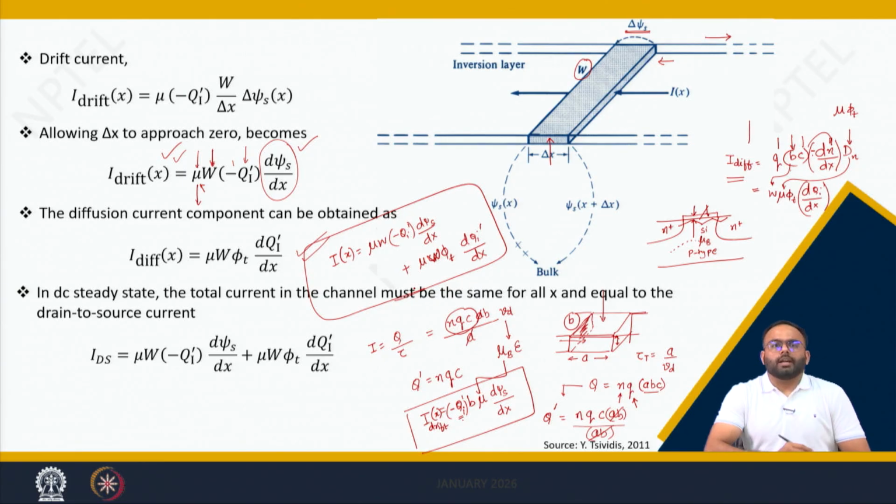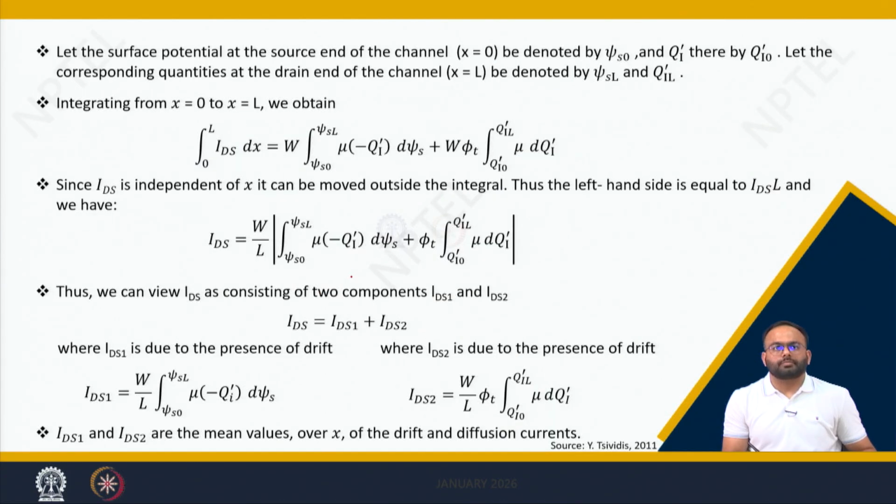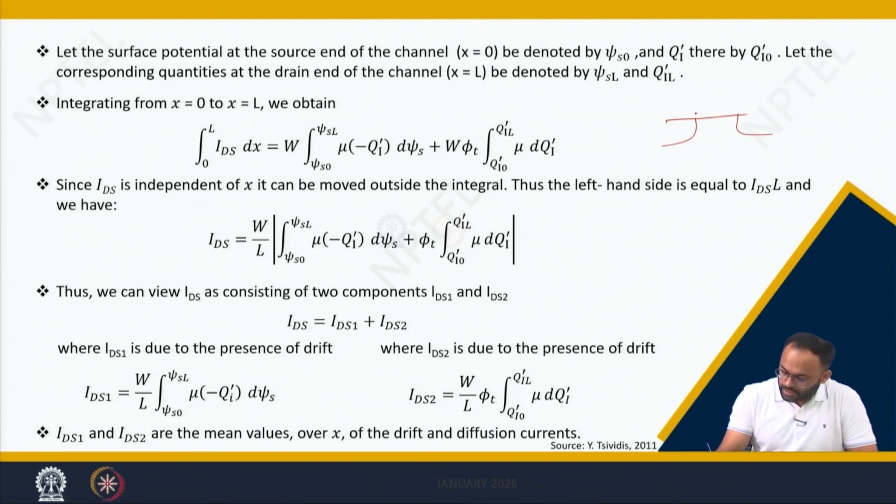We are assuming that under DC steady state, the total current in the channel must be same for all x, right, and equal to nothing but the drain to source current. So this I of x can be written as Ids. To further find out the relation between surface potential, charge and current, we will integrate this between the limits as we have defined earlier, that this is 0 and this is L. So we will integrate our equation between 0 to L along x, which gives rise to a total current. So total current Ids is independent of x as we mentioned.